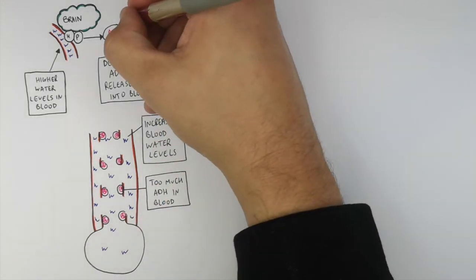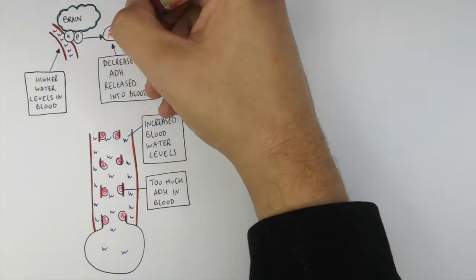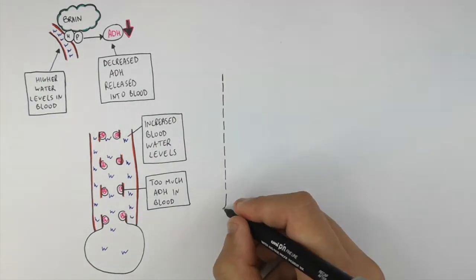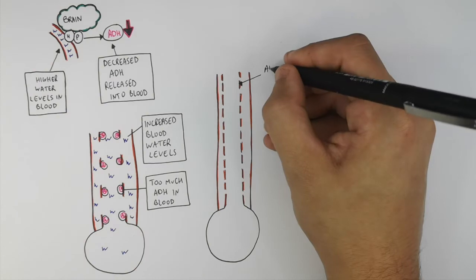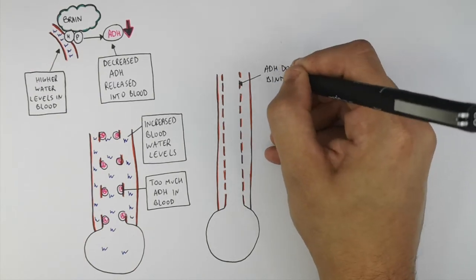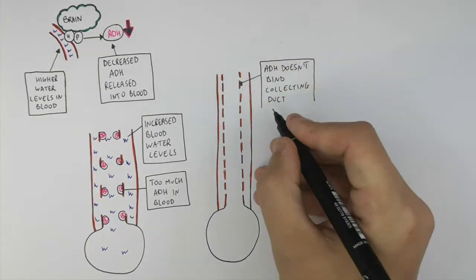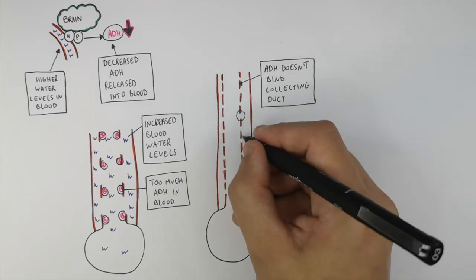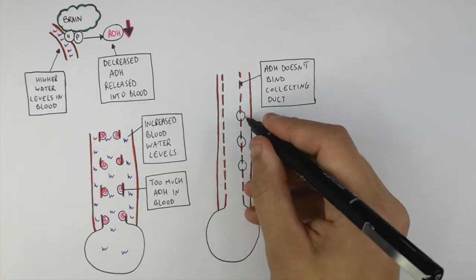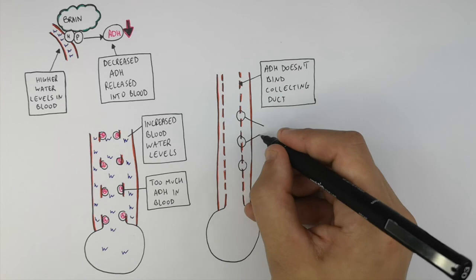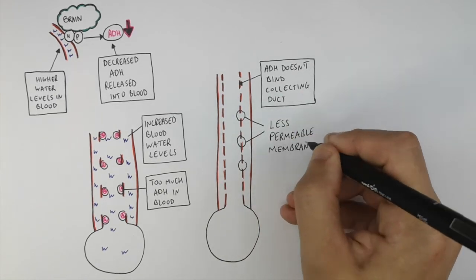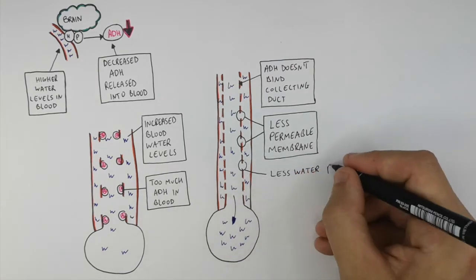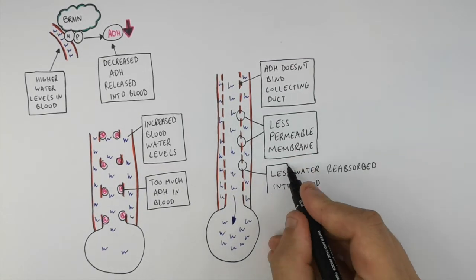This means that the ADH levels are going to decrease. So ADH doesn't bind the collecting duct's membrane. With far less ADH being bound to the collecting duct's membrane, you're going to see a decreased permeability of the collecting duct's membrane, which causes the collecting duct to have a less permeable membrane, as you can see here, which means that less water is reabsorbed into the blood.